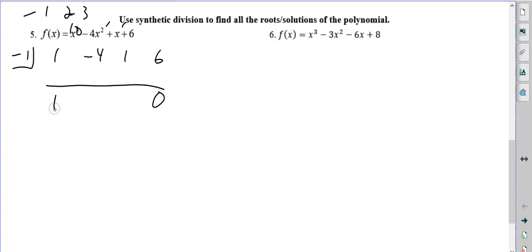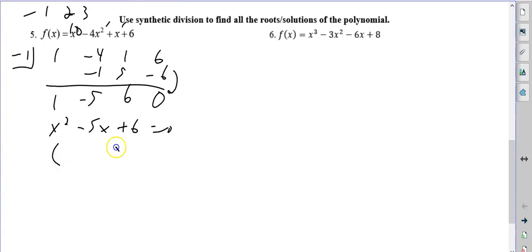So I drop the 1. Multiply by -1. Add straight down. Multiply by -1. Add straight down, multiply by -1, and sure enough, I get a 0. I started with cubed. That means this is x squared minus 5x plus 6 equals 0. Here's the beauty. I already know what the answers are. They're 2 and 3.